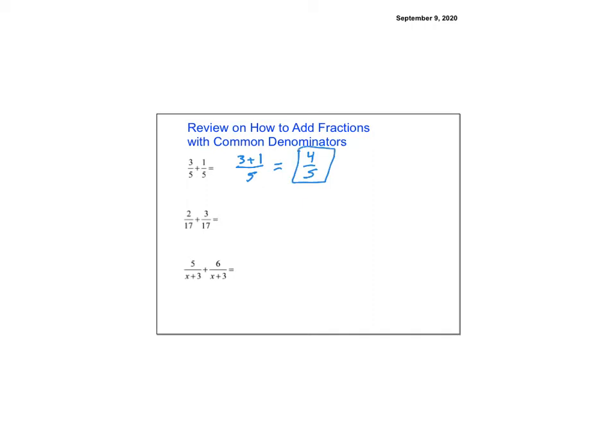Likewise, for the second one, 2/17 plus 3/17, we add our numerators together and put it over the common denominator of 17. So we end up simply with 5/17. And in our other one, we have a common denominator of x plus 3, so we can simply add our numerators together. 5 plus 6 is 11, all over our common denominator of x plus 3.